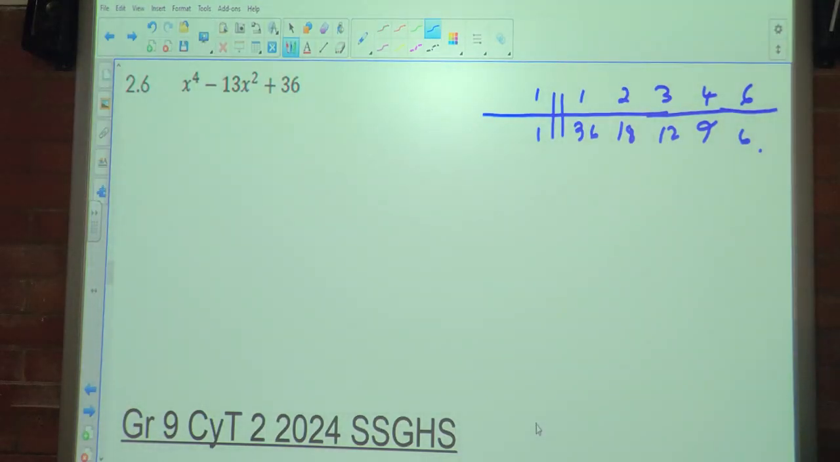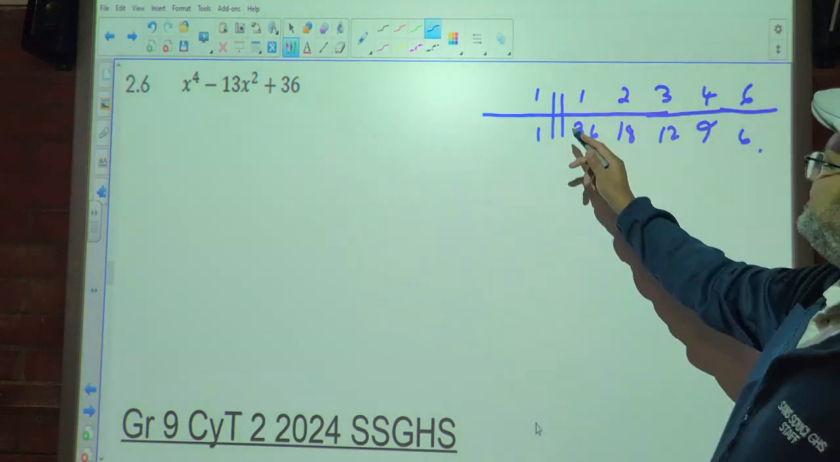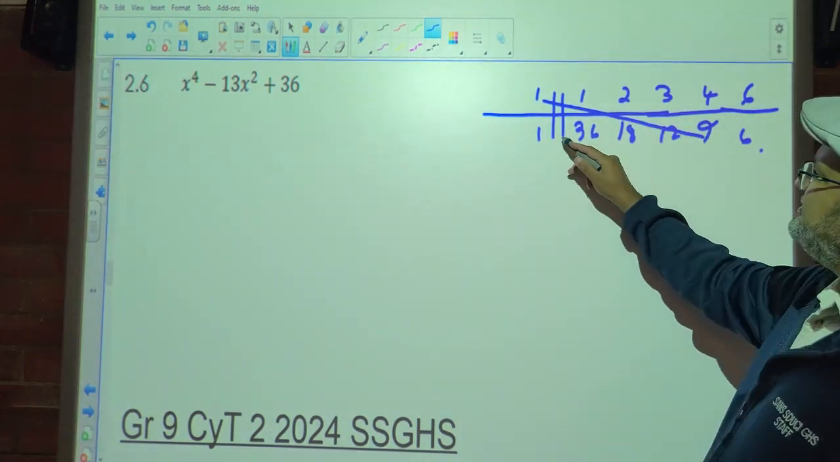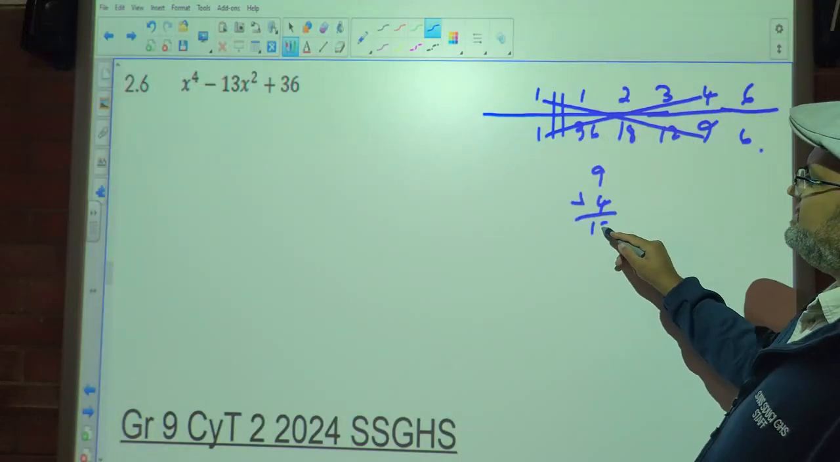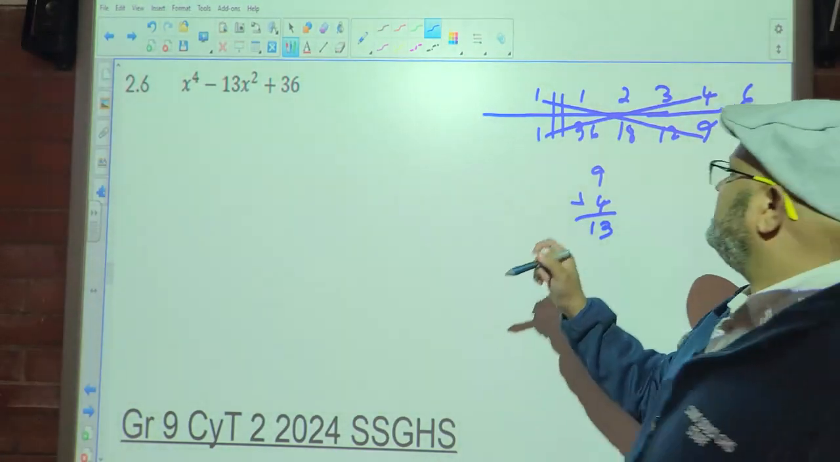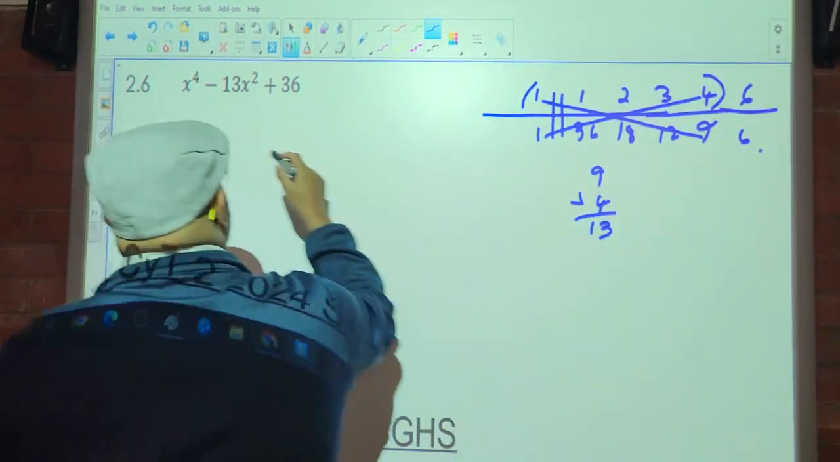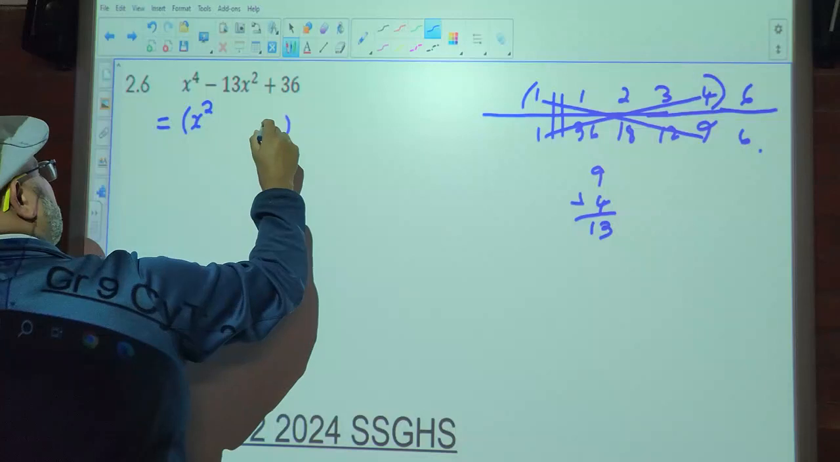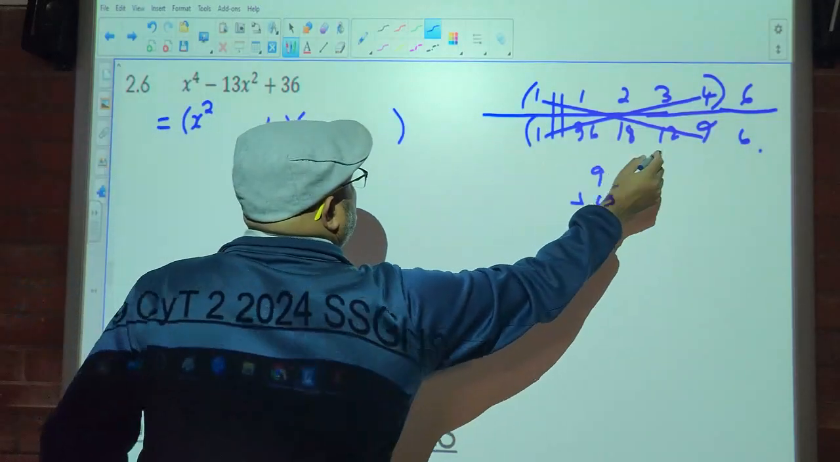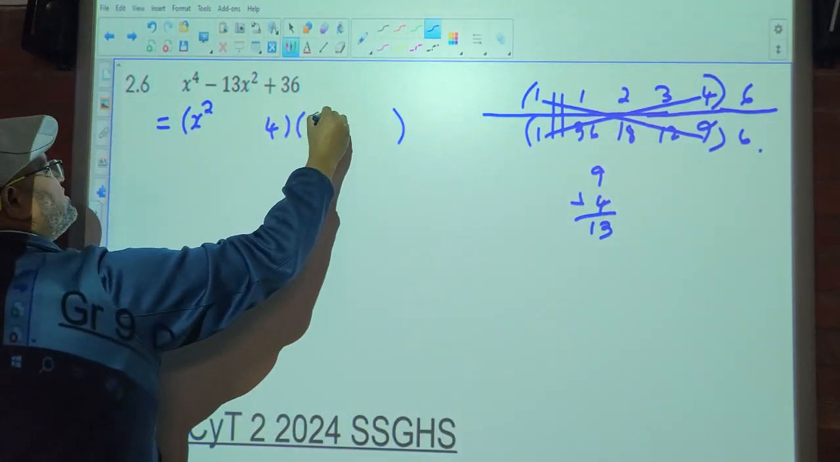Do you add or subtract our products? You add it. What's 1 times 9? 9. 1 times 4. You add it, you get 13. That's what I want. So in a bracket goes the x squared and a 4. And x squared and a 9.